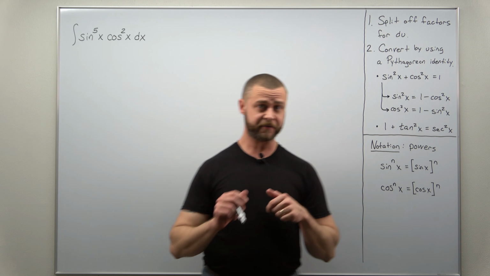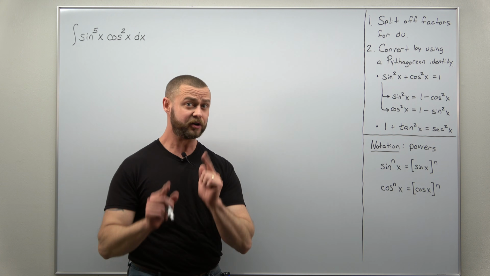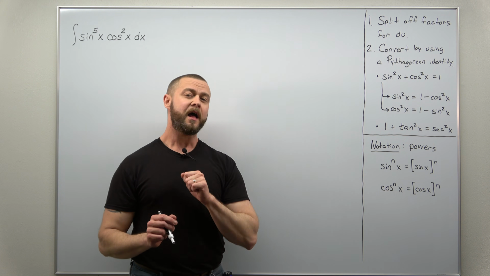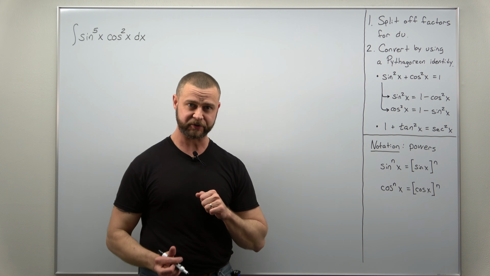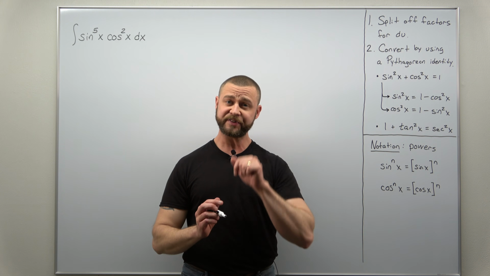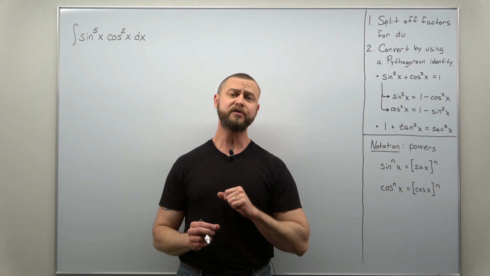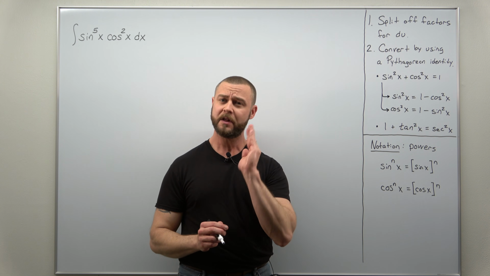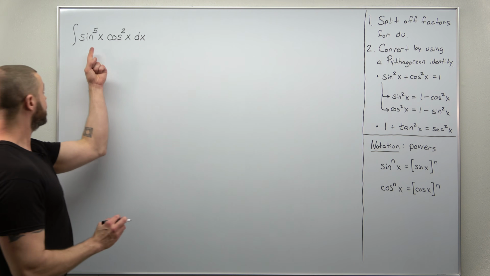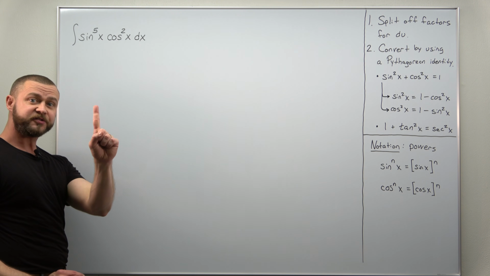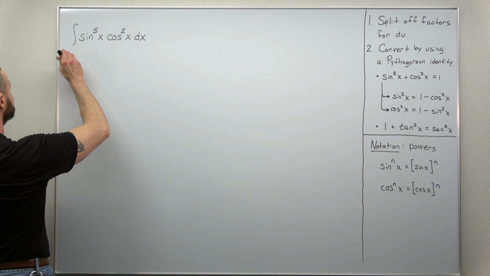Now, your basic idea for these is use substitution, split off a factor for du, and then use a Pythagorean identity to convert the rest of it to your substitution. Now, powers of sines and cosines are the simplest of the two cases, and as long as there is one odd power, they pretty much work themselves out. And we have an odd power here, an odd power of sine, so let's split off one factor of sine of x and go from there.